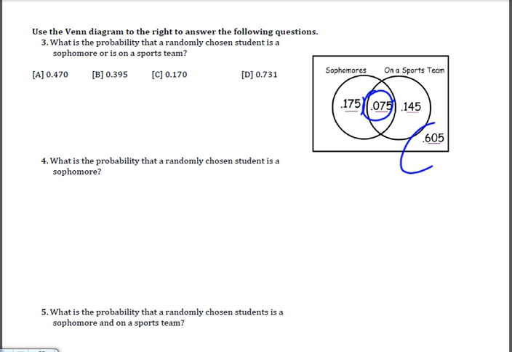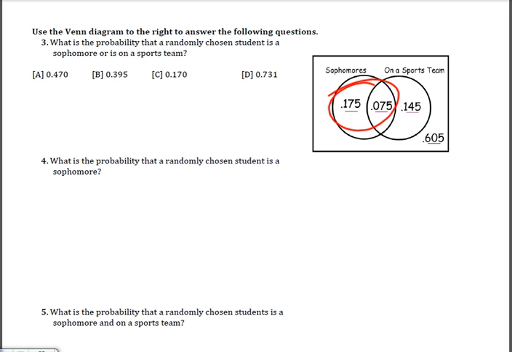The 605 one. That would be if it's neither, if it's not a sophomore and not on a sports team. All right, so pay special attention to what it's out of too. Because if I said, if I only pick from the sophomores, what's the probability I get somebody on a sports team? Then it was only out of these two. That's what goes on the bottom then.